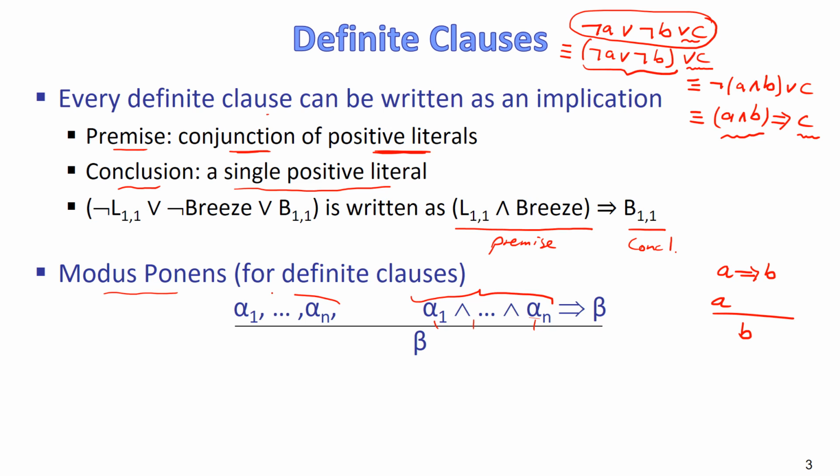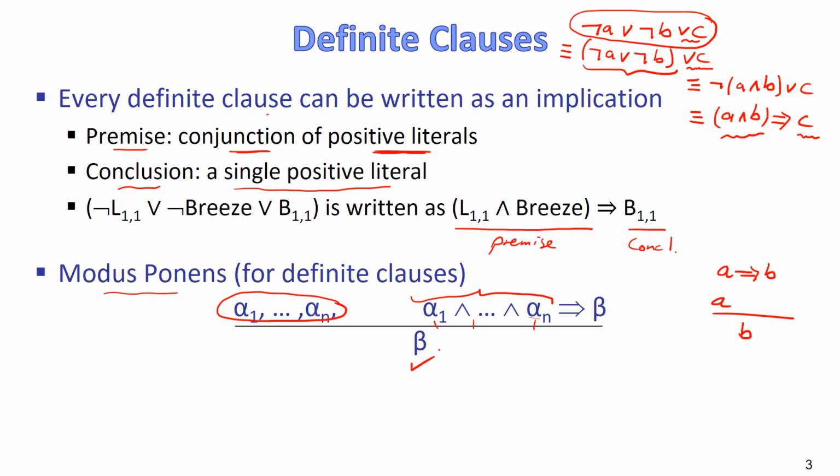And this is exactly what we have here. So modus ponens for definite clauses says that if I have an implication like that, and we know that every literal in the premise is already satisfied, so we have alpha 1 and alpha 2 and alpha 3 and so on, and we have this rule, then beta will be inferred.